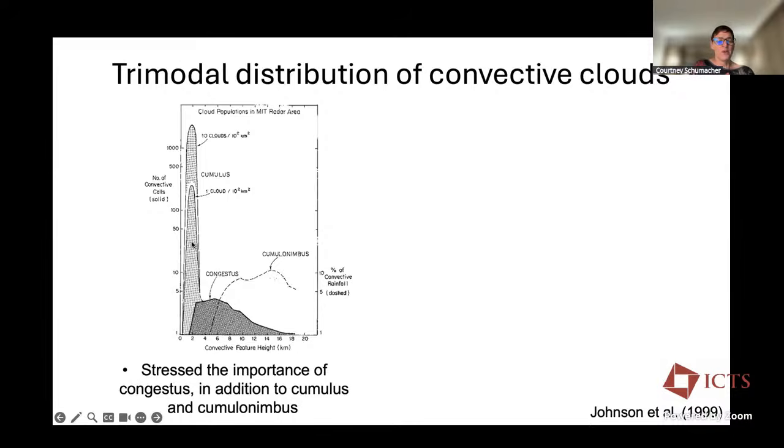But what was important about this study was that most of the time people just thought of shallow non-raining clouds and big cumulonimbus. And so it really brought out the importance of the congestus, this mid-level convection.